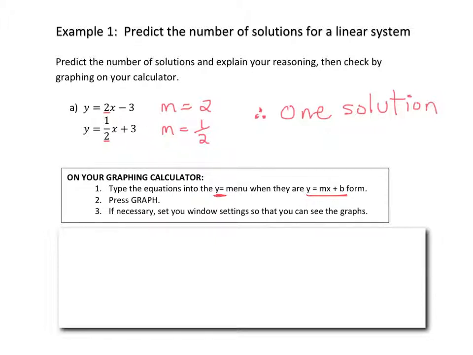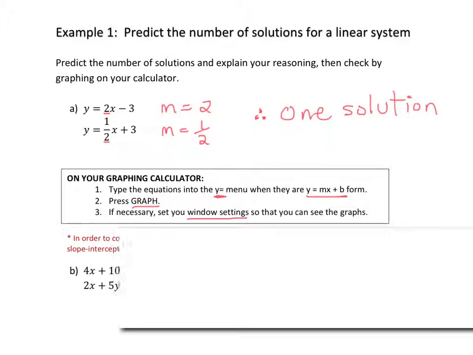Press graph. If you can't see the intersection or you can't tell that they will intersect eventually, you'll need to adjust your window settings so that you can see these graphs. Please see my tutorial videos on how to adjust window settings on a graphing calculator.